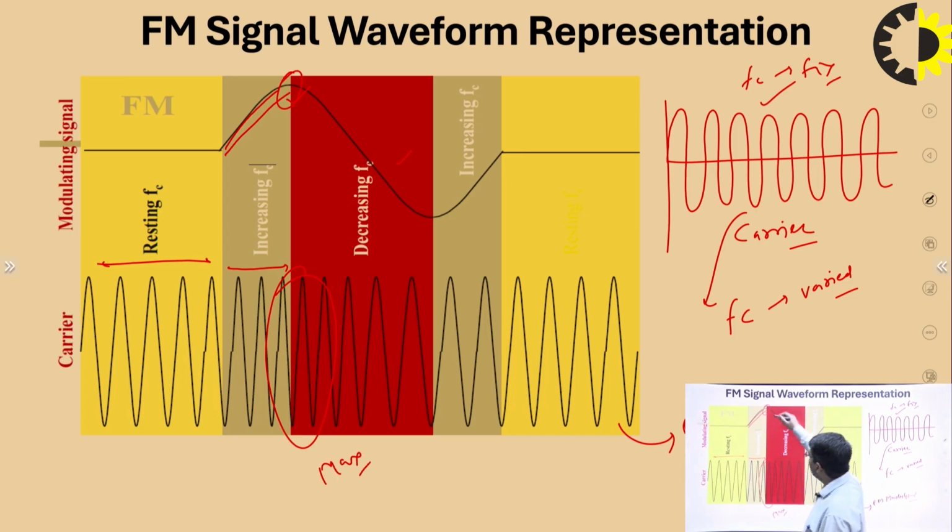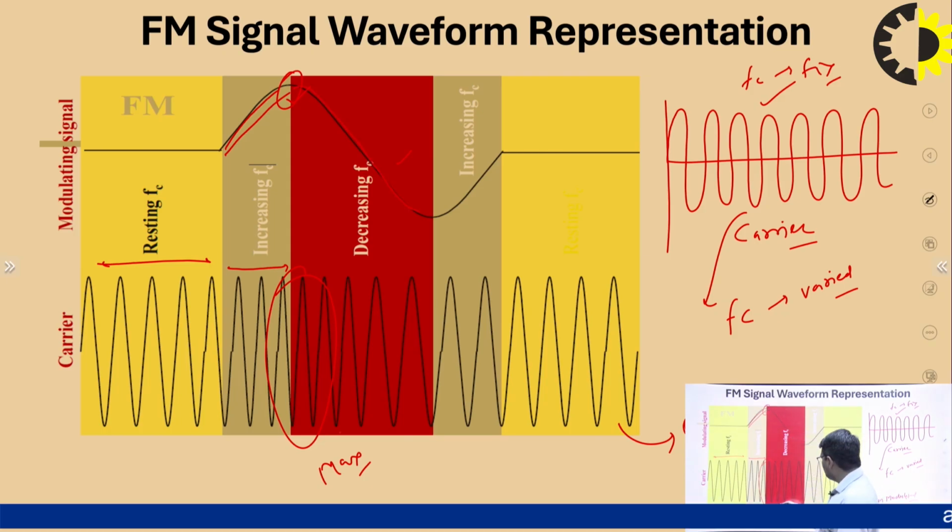Now from this point onwards, the magnitude keeps on decreasing, so the frequency also keeps on decreasing. At this point we have magnitude as minimum, so at this point we will have the minimum frequency. And again when it starts increasing, the frequency also starts increasing. So there is a variation in the frequency of the carrier signal which can be clearly observed here.